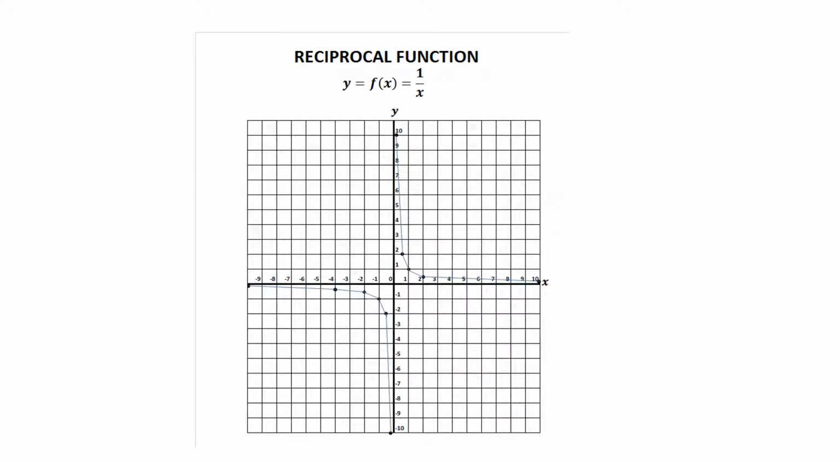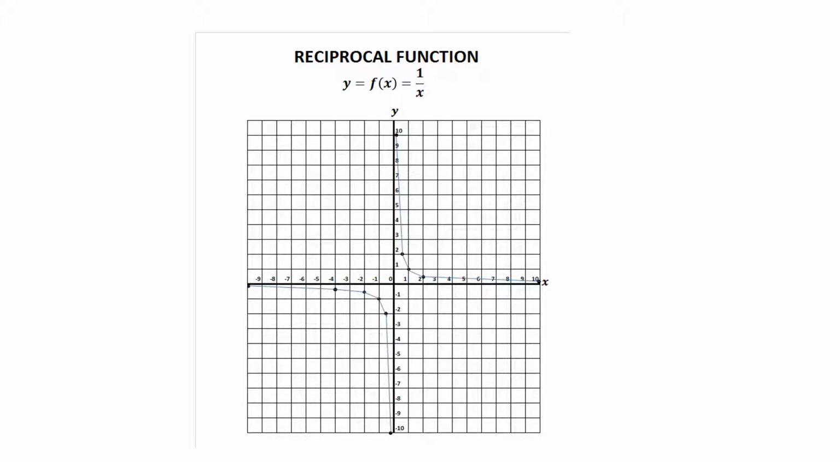Here we have the reciprocal function. f of x is 1 over x. Now, we cannot plug in 0. 1 over 0 is a meaningless term. So that's excluded from the domain, but all other x's will work. So if we have 1 over 1 is 1, 1 over 2 is a half, going down. 1 over 3 is 1/3, going down.